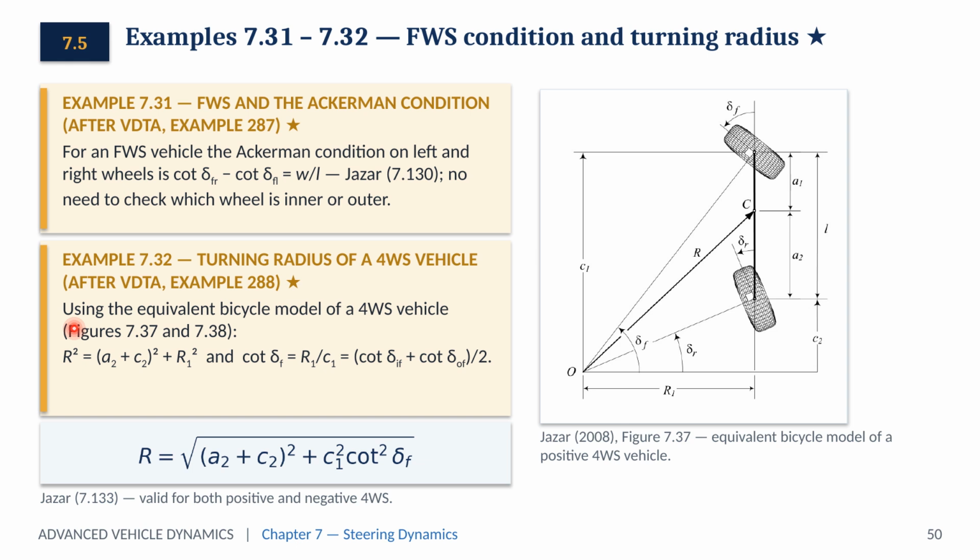R squared equals a2 squared plus C2 squared plus R1 squared, while the cotangent of the equivalent steer angle is the average of the two front cotangents. Equation 7133 serves both layouts.